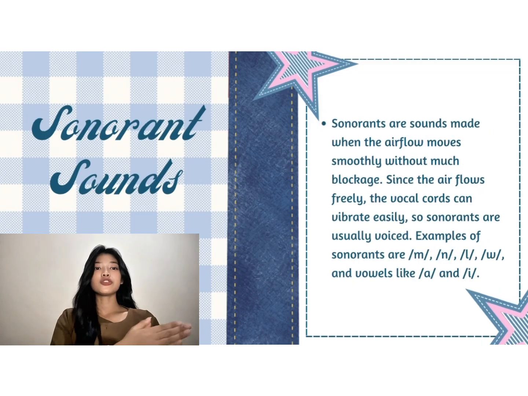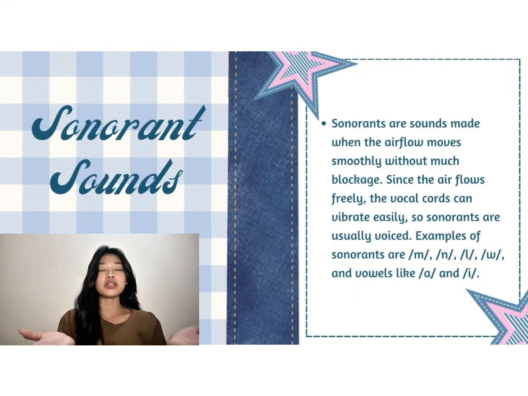Now let's move to sonorants. Sonorants are sounds made when the airflow moves smoothly without much blockage. Since the air flows freely, the vocal cords can vibrate easily. So sonorants are usually voiced. Examples are m, n, l, w, and vowels like a and i. So this classification helps us understand how speech sounds are produced and why they sound the way they do.